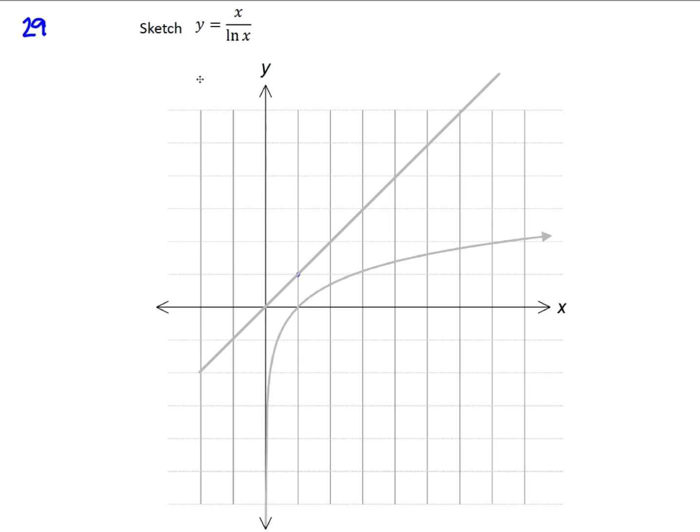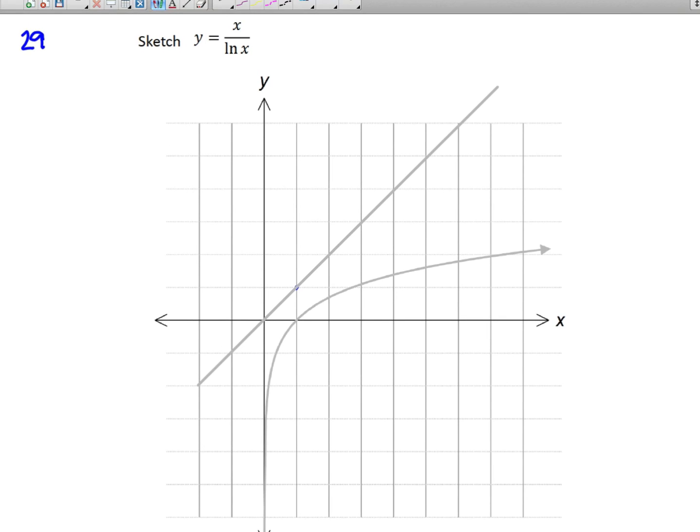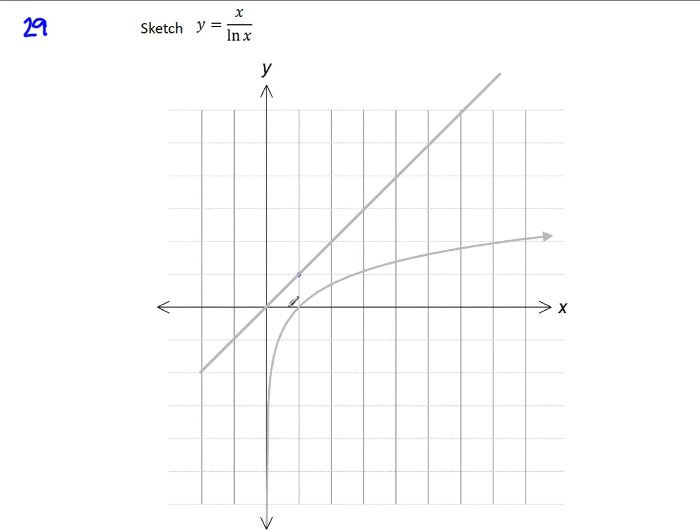As we approach 0 from the positive side, the y equals x is heading towards 0. So this function, at least the numerator, will be 0. The denominator is tending towards a very large number. In fact, negative large number.